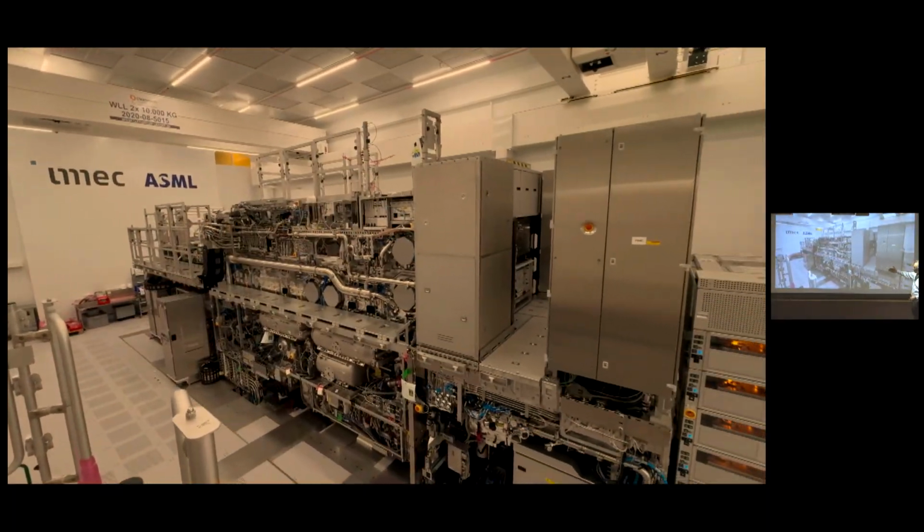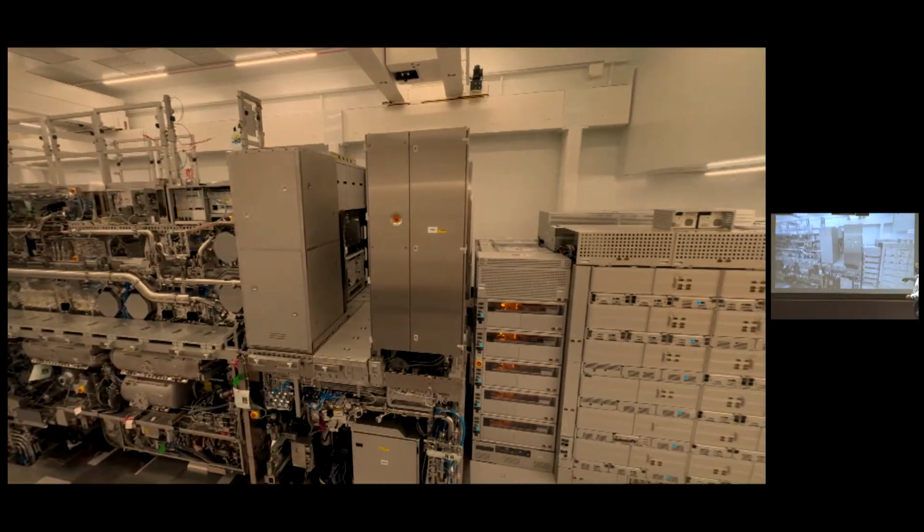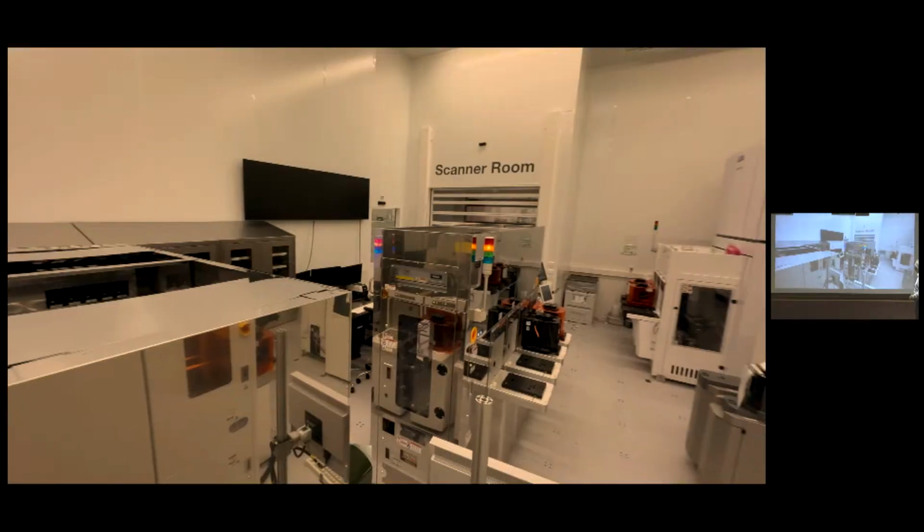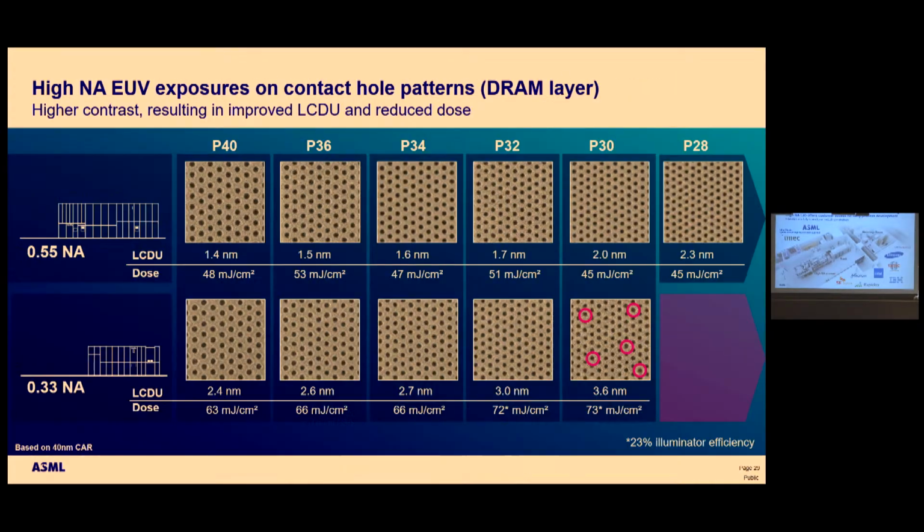Yeah, this is real. The machine made it to a towel track, okay? And there's a metrology room where all the ancillary stuff is located. So this is the high NA lab we have at imec. And then in the next few slides, I'll show results from this lab.